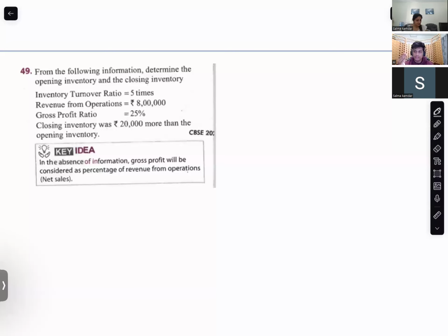Start the recording. Okay. Come on, let's see the 49th sum. We are asked to determine opening inventory and closing inventory, and this is a CBSE question of 2021.